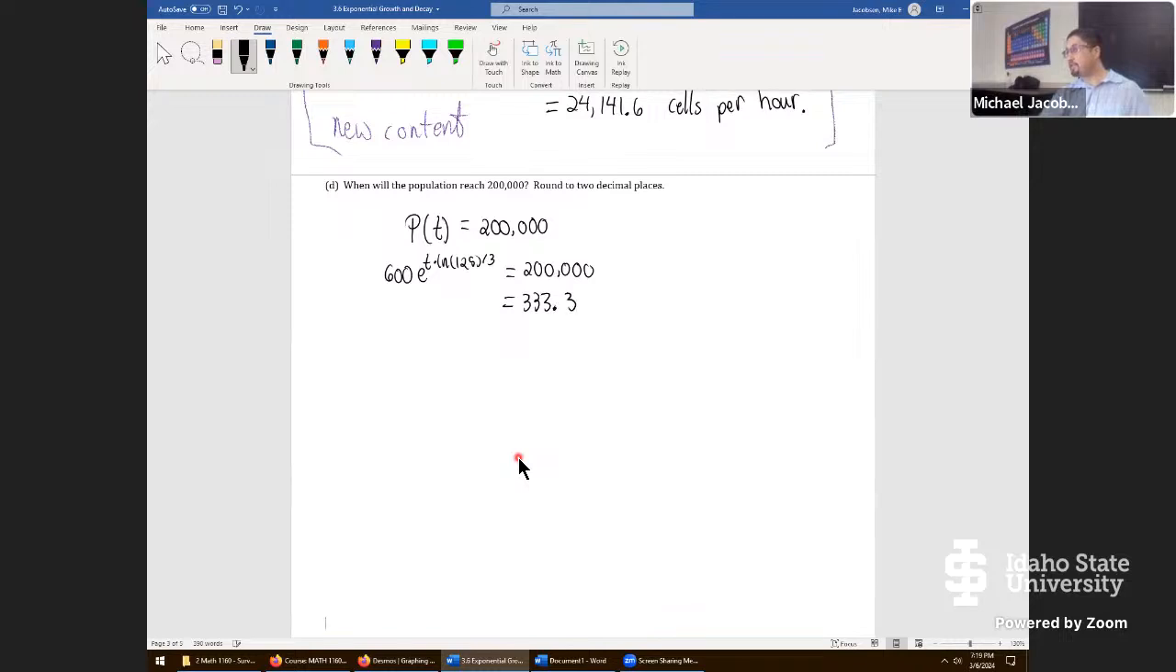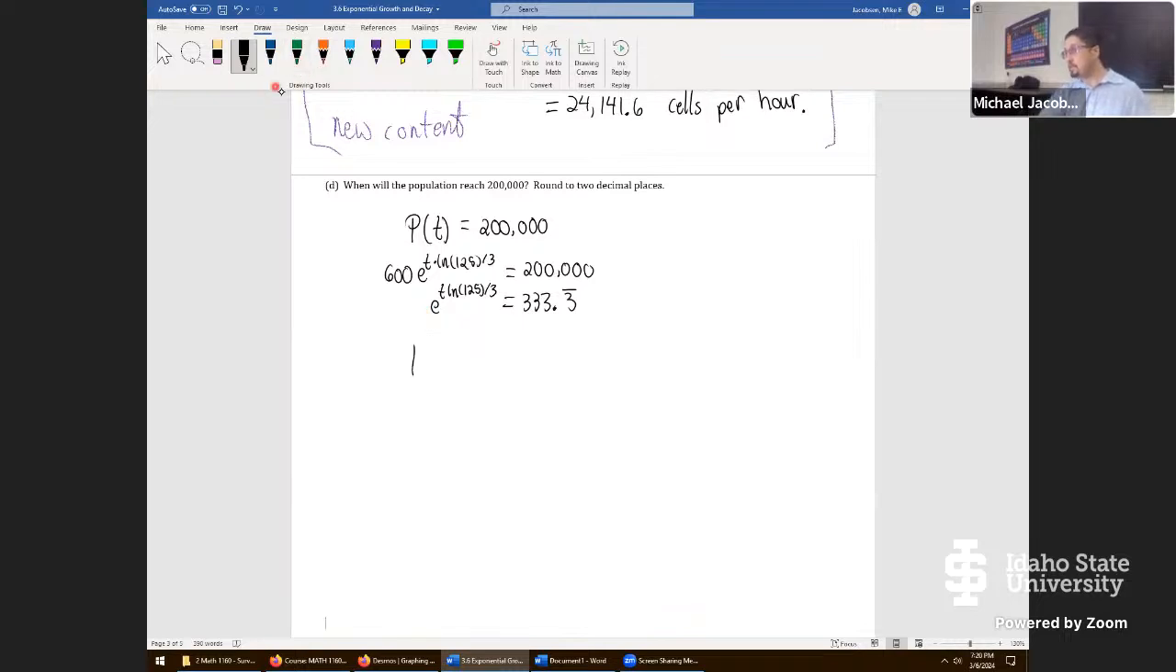333.3 bar, rather 0.3 bar. So I'll just write it in that way. Left-hand side is e to the power t, natural log 125 thirds. And that gets us a step closer. If we solve for the growth rate k, the next thing you do is just take the natural log of both sides.